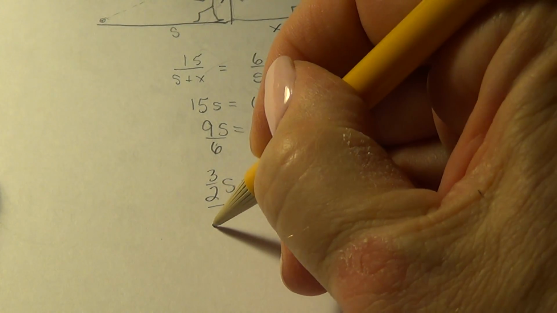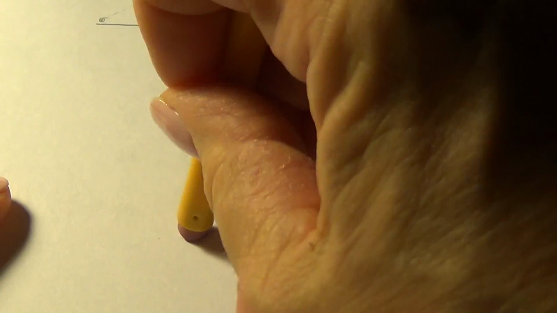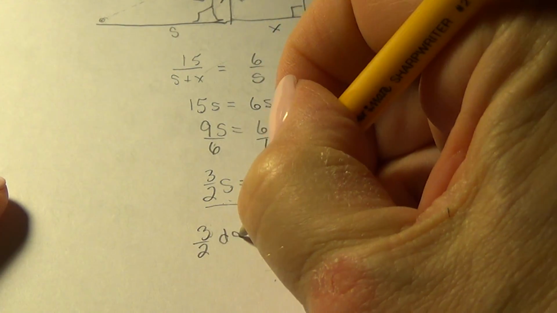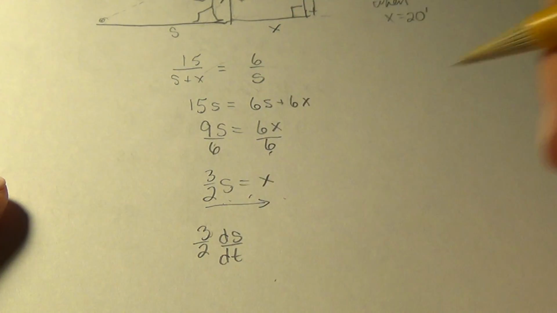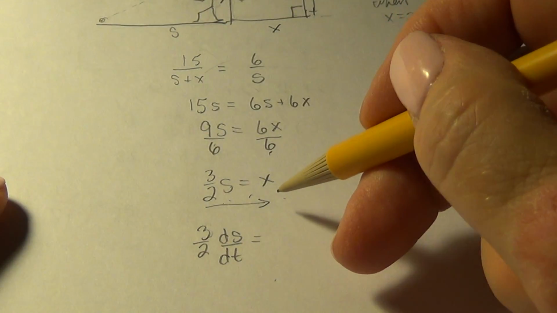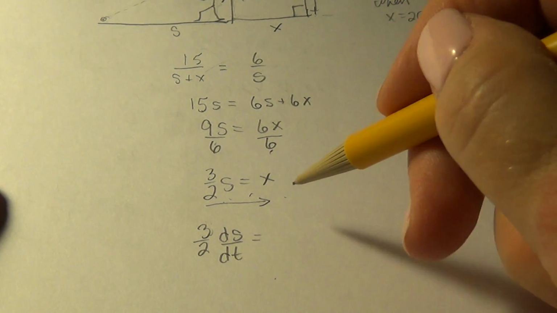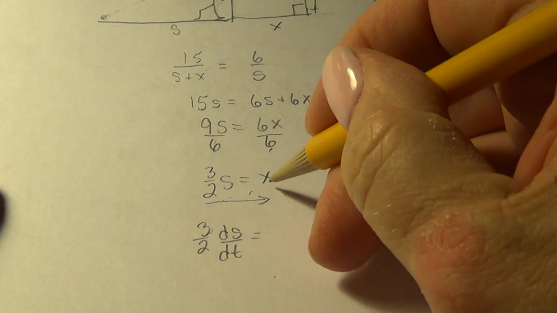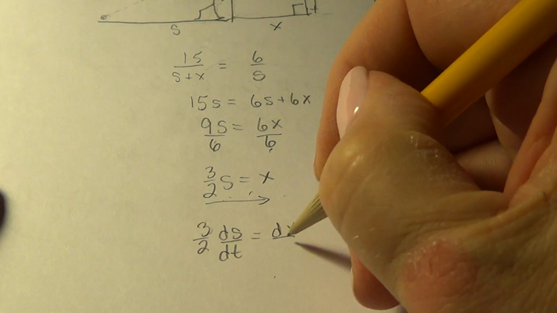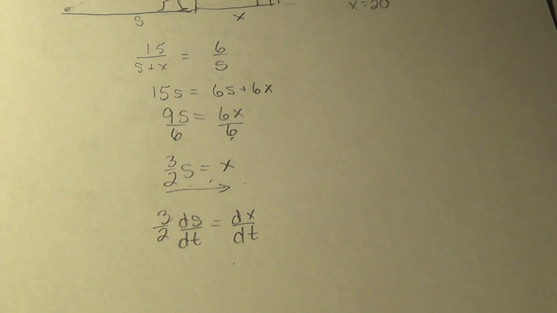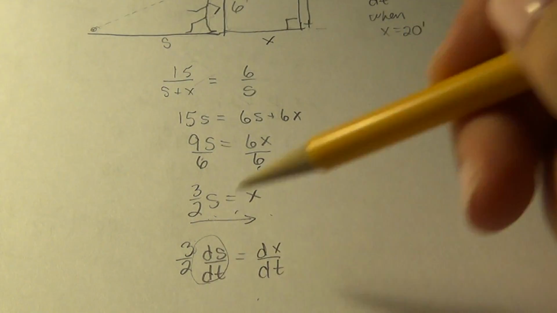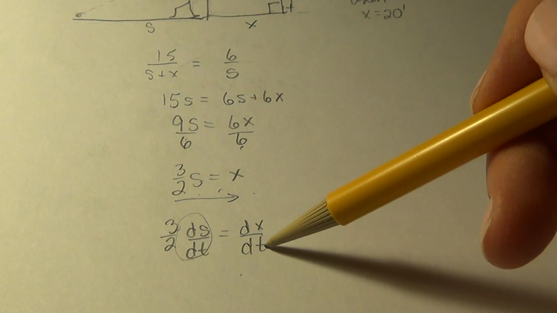It is 3/2, but then it's followed, using the chain rule, by ds/dt, which we have to do for all our variables when we're working with time. And then the derivative of x is 1, but using the chain rule, we need dx/dt. We should know all those variables except the one we're looking for, which is ds/dt. The only other one we need is dx/dt.